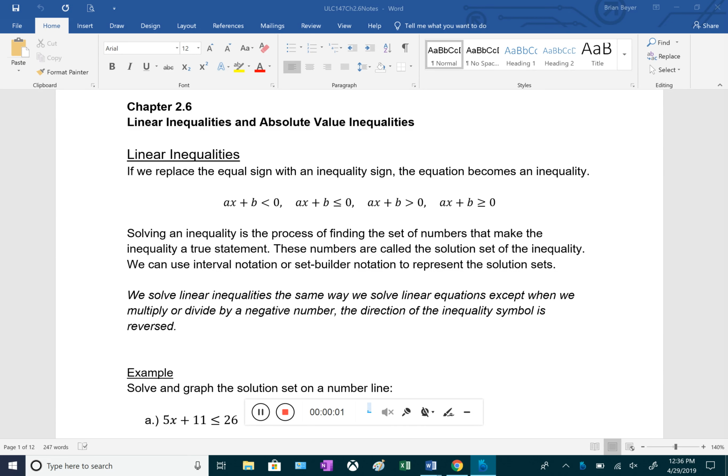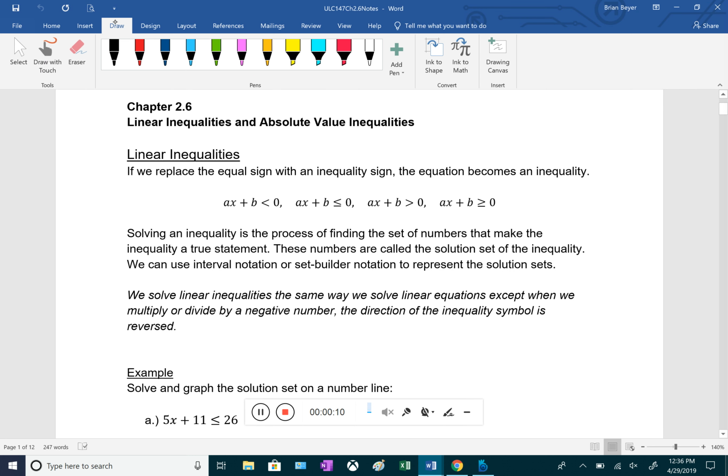Chapter 2.6 is linear inequalities and absolute value inequalities. So starting with the linear inequalities. These are just like linear equations, except instead of an equal sign, it's going to be with an inequality sign. So we either are going to have a less than or equal to, greater than, or greater than or equal to sign.